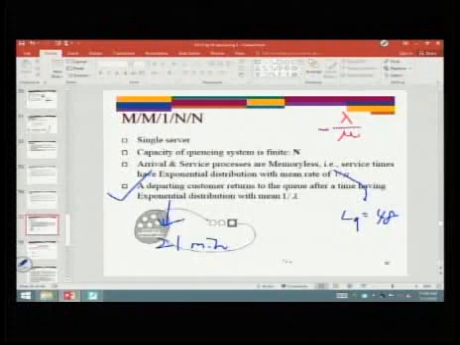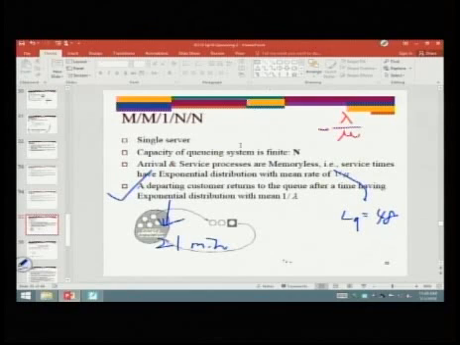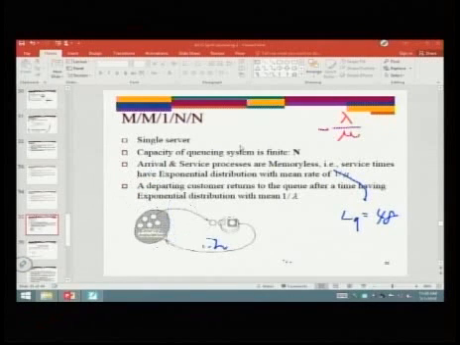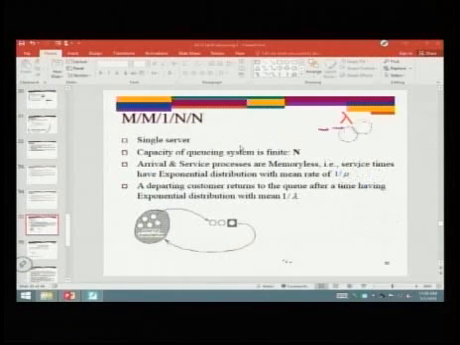Probably it's better. I'm going to delete this. Okay, that's better.